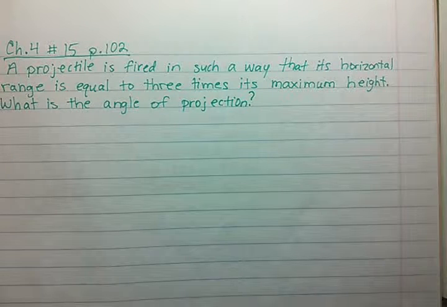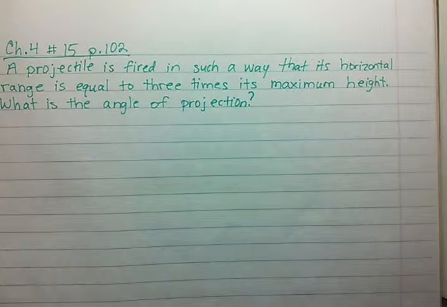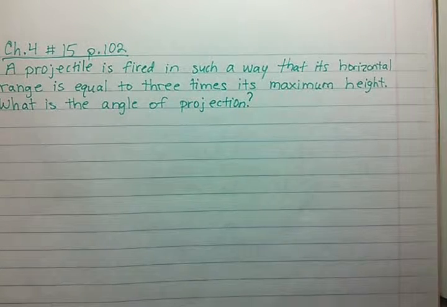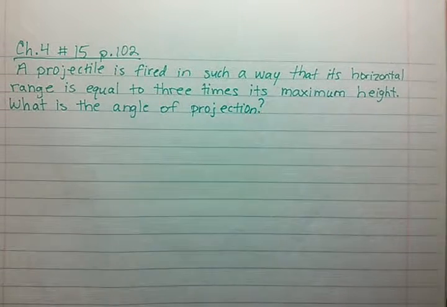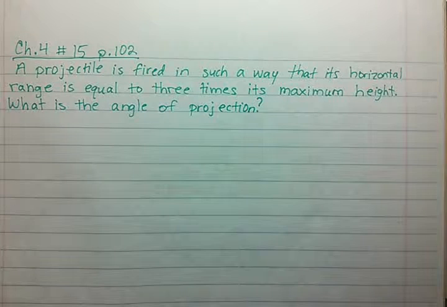In this video, we will be doing number 15 in Chapter 4 of the AP Physics textbook on page 102. A projectile is fired in such a way that its horizontal range is equal to 3 times its maximum height. What is the angle of projection?